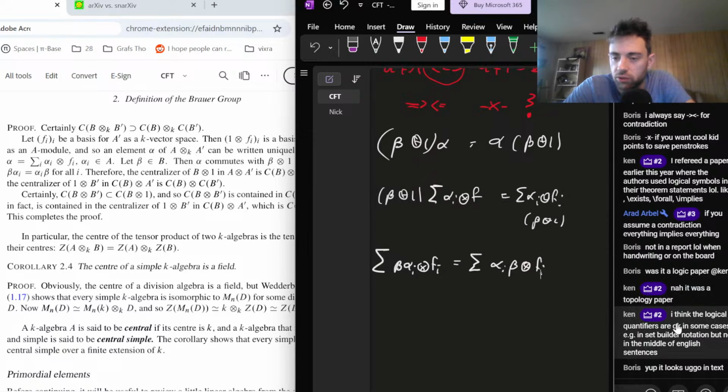I think logical quantifiers are okay in some cases, set builder notation, but not in the middle of English sentences. Yeah. Yes, exactly. I absolutely agree, Ken.